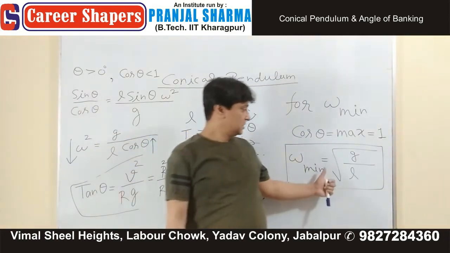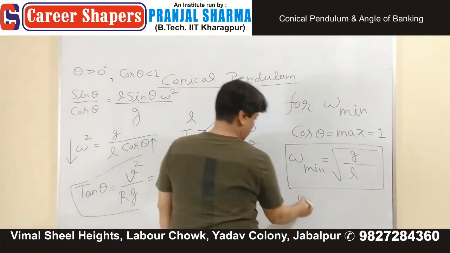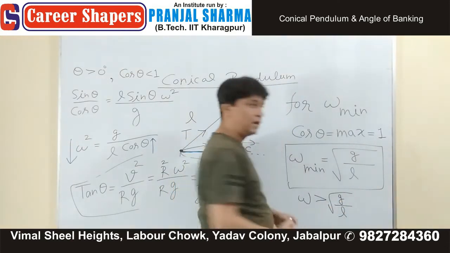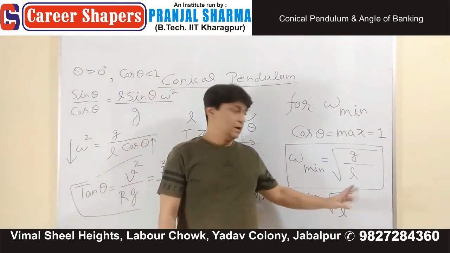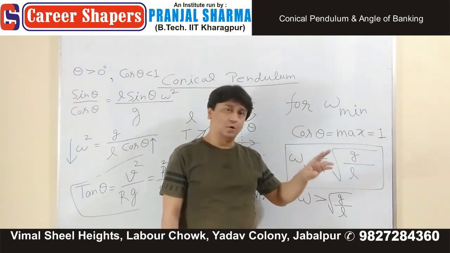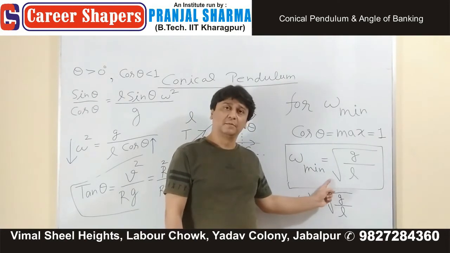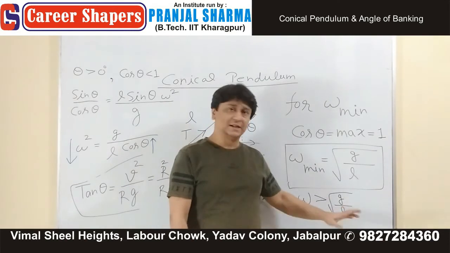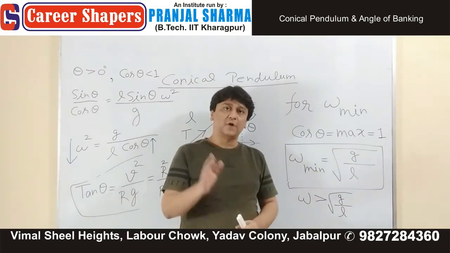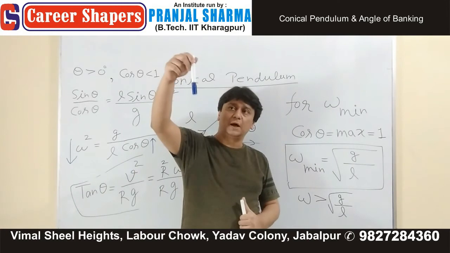So for minimum, this. In fact, a better way of answering this type of thing is this form, that omega should be greater than root over g by L. If it is root g by L, then what is theta exactly? 0. Theta 0 means you still see no cone. That is why we said this is the minimum. So our omega should be greater than root g by L. Again suppose root g by L, its value is coming 5 radians per second. If you gave 5 radians per second, then what is the angle of the cone? 0.